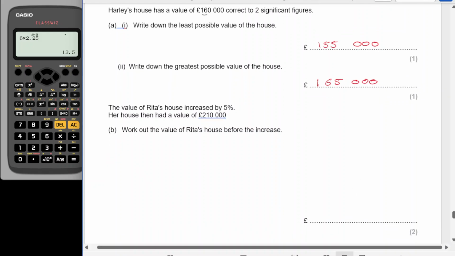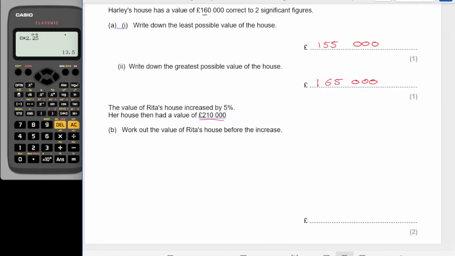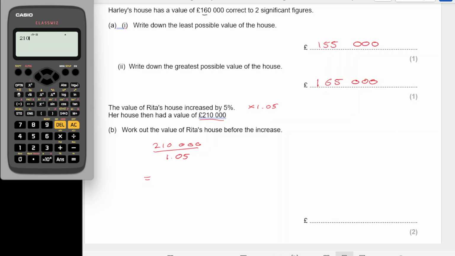Okay, the value of Rita's house decreases by 5%. Her house then has a value of 210,000. Work out the value of her house beforehand. So if the price has increased by 5%, it means that the original price has been times by 1.05. So the original price must have been 210,000 divided by that multiplier. Which I think is going to be 200,000, but we'll have a look. 210,000 divided by 1.05. Yeah, 200,000.